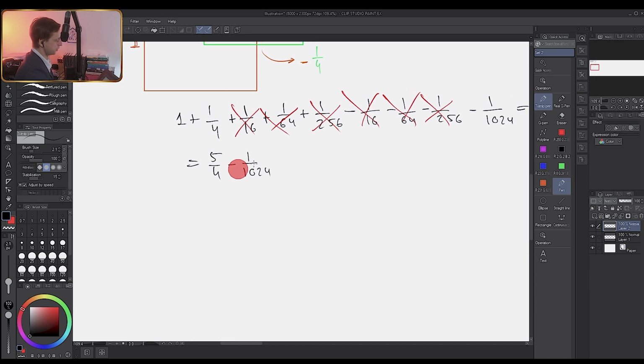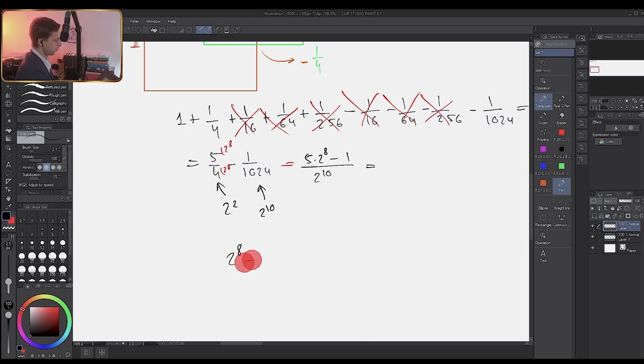And let's calculate this difference. So let's find the common denominator. 4 is 2 to the power of 2, and 1024 is 2 to the power of 10. The common denominator is 2 to the power of 10. So this fraction, first one, should be multiplied here and here by 2 to the power of 8, because in this case 2 to the power of 10 will be a common denominator. So it will be 5 times 2 to the power of 8 minus 1 equals, what is 5 times 2 to the power of 8?